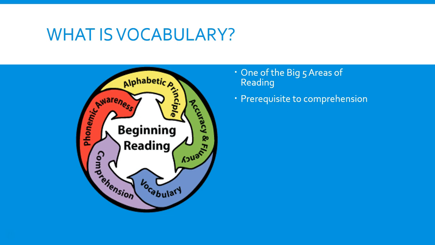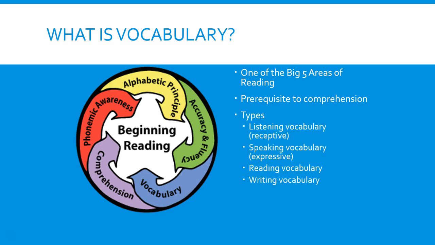We cannot understand what we read if we don't understand the meanings of individual words. There's different types of vocabulary: listening vocabulary, what we hear; speaking vocabulary, so expressive; reading vocabulary; and writing vocabulary. And vocabulary, of course, focuses primarily on the meaning of words and the meaning of words in different contexts.